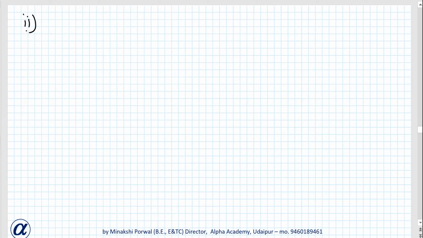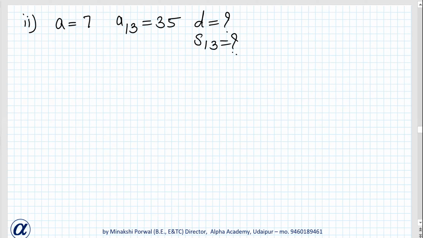Second part. A is 7, A13 is 35. We have to find D. We have to find S13. Now A13 equals A plus 13 minus 1, that is 12D. Here we can see we know A13, we know A, we don't know D. So this can be used to find D.